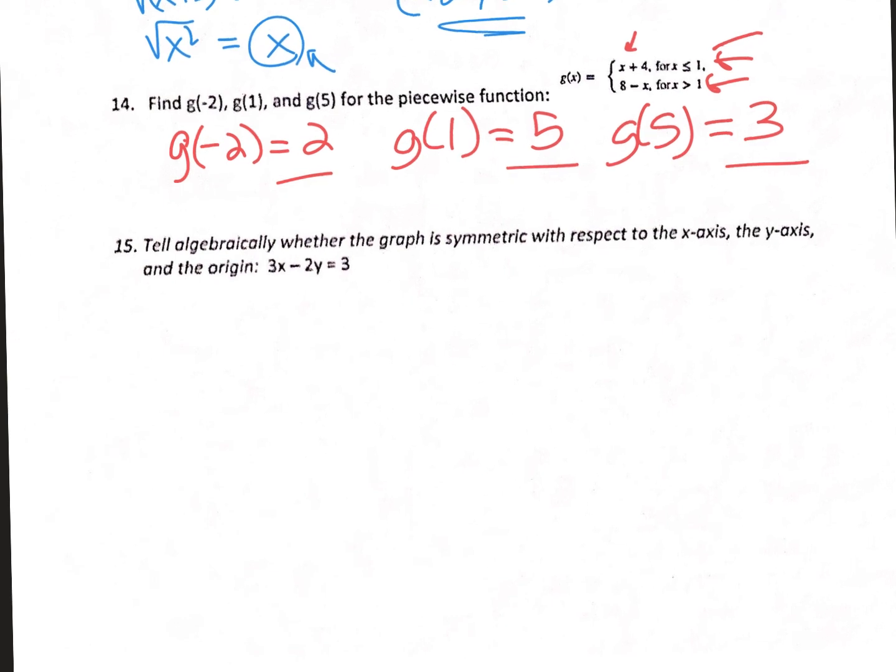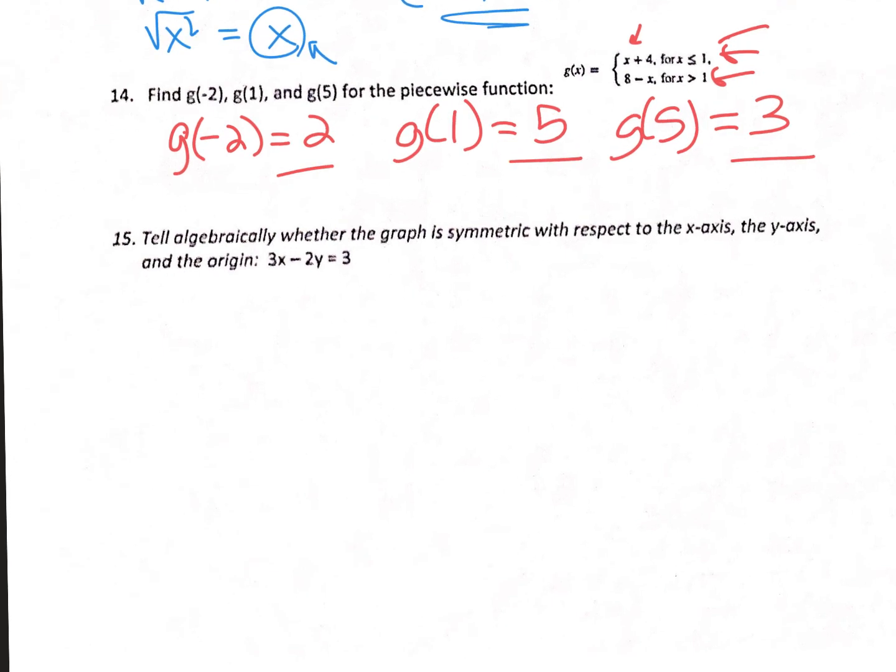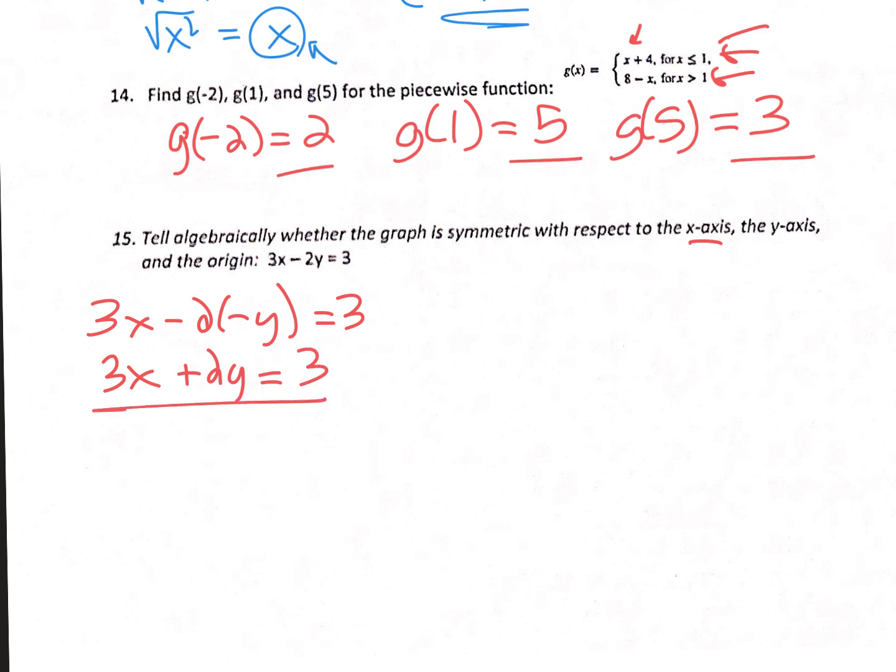Number 15, tell algebraically whether it's symmetric to the x, the y, or the origin. Okay, to find x-axis symmetry, it's backwards what you think. You're going to plug in a negative y. Okay, so plug in a negative y, and then work it out and see if you get the same thing. If I plug in a negative y, I get this. That's not the same thing as I started with, and it's not the direct opposite. So X did not work.